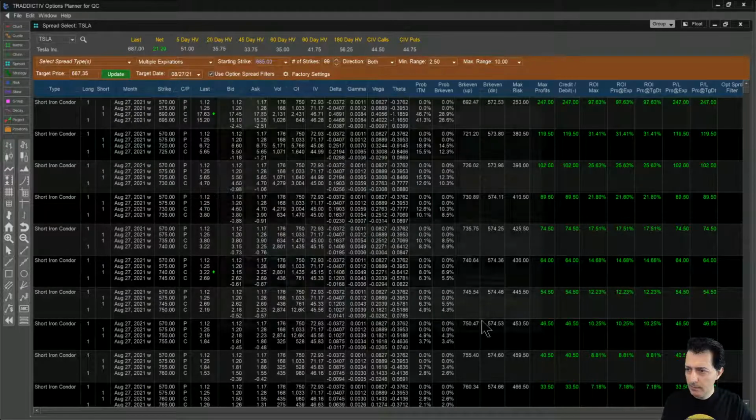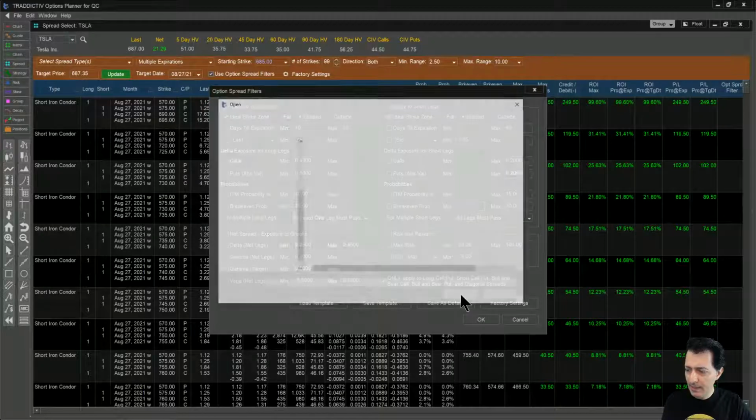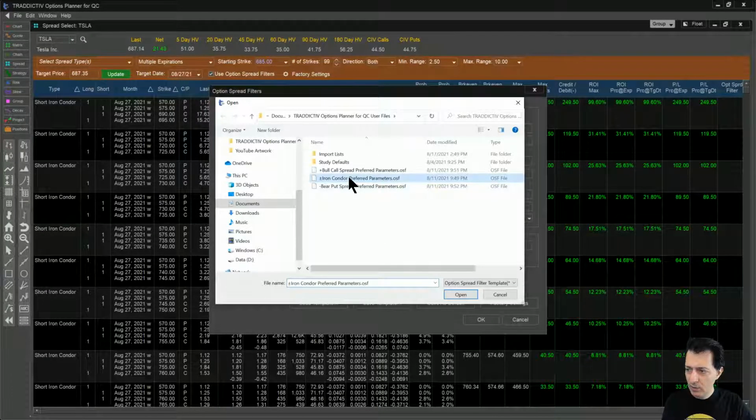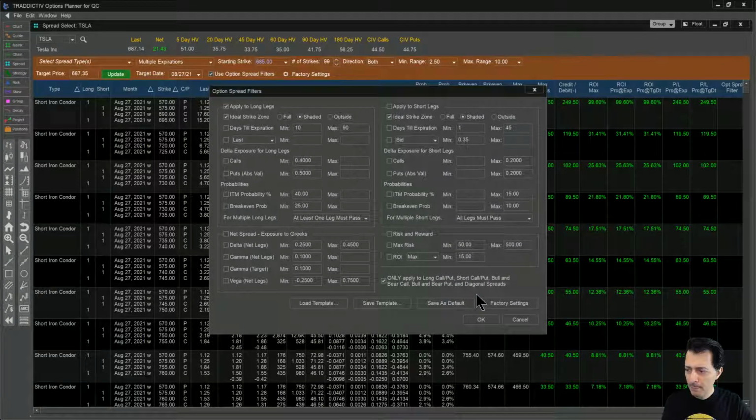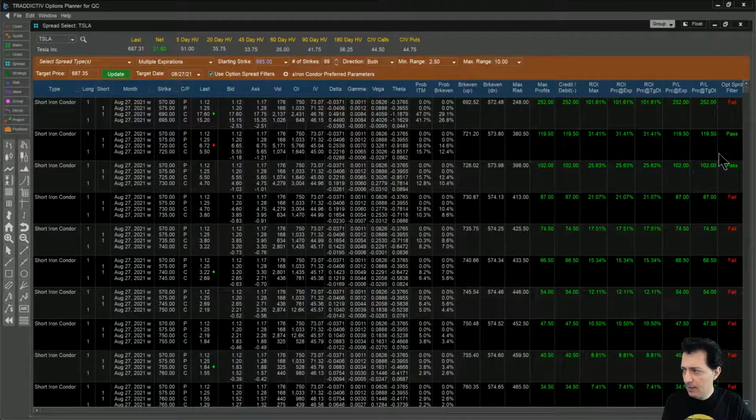Okay, here we go, and I'm going to load my template, which is iron condor preferred parameters. Okay, so by default I got all of these, which basically is telling me a delta not too high, so it's pretty well centered, a return on investment to be at least 25%, etc. We talked about this before. So let's see if without doing anything I get a pass. Okay, and yes, it does look like a few trades pass.